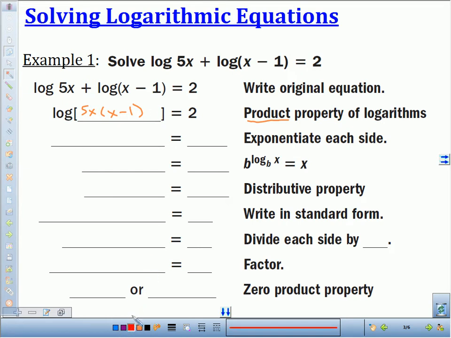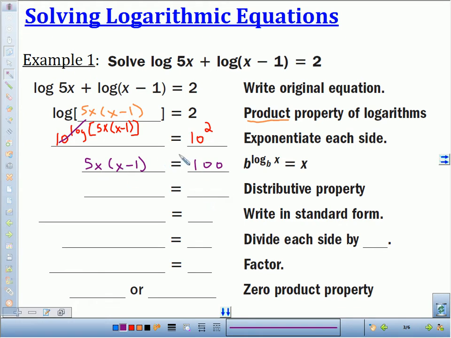Now I'm going to exponentiate each side by giving them both a base of 10, because the base of the common log is 10. So I'm going to have 10 to the log of 5x times x minus 1 equals 10 to the second. And of course, 10 to the log base 10 cancels out, leaving us with 5x times x minus 1. On the other side, 10 squared is just 100.